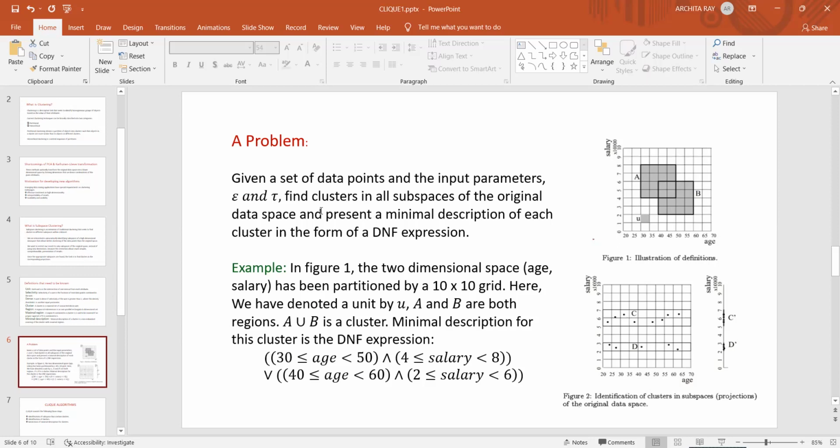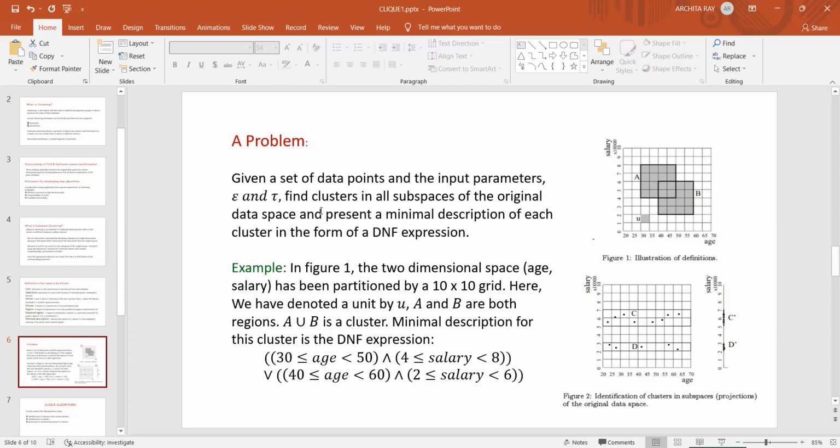One example, in figure 1, the two-dimensional space which consists of age and salary has been partitioned by a 10 by 10 grid. One unit is the intersection of the intervals. Here an example of a unit U is 30 ≤ age < 35, intersection 1 ≤ salary < 2. A region is a rectangular union of units. In the figure, A and B both are regions.